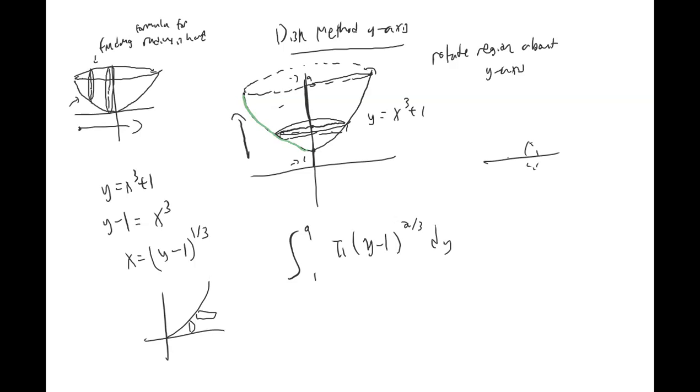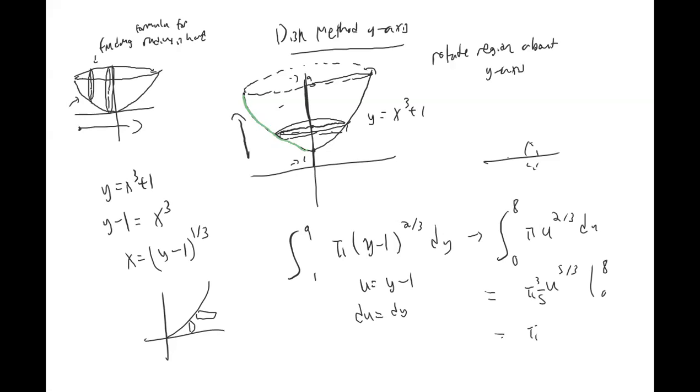So at this point, it's just u substitution. I trust you could do this. Pi u to the 2/3 du, and when y is 1, u is 0. When y is 9, u is 8. Then 3/5 u to the 5/3, evaluated at those bounds. So it should just be this, to the 5/3.